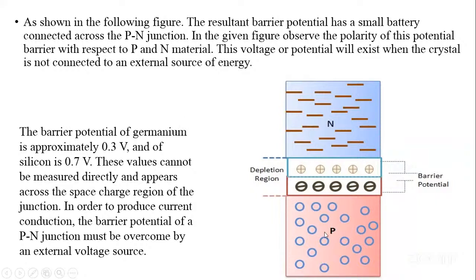Now, we have two major semiconductors: one is silicon, one is germanium. For the depletion region, germanium has a potential difference of 0.3 volt, while silicon is 0.7 volts, which means that whatever battery or bias voltage I'm applying across the junction must be greater than 0.3 volts for germanium, and for silicon it must be greater than 0.7 volts.